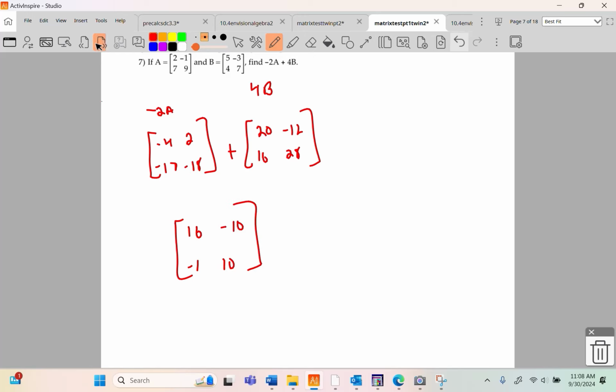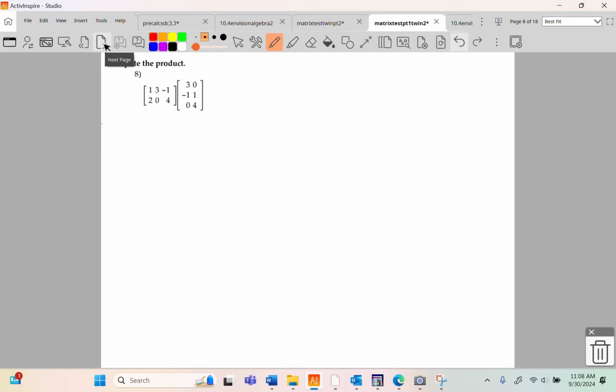And the last one on the non-calculator part, compute the product. I am going to hold you accountable for being able to do matrix multiplication by hand, whether you can do it or not. That's not my problem, that's yours. This is a 2 by 3, and she's being multiplied by a 3 by 2, which means she ends up being a small 2 by 2, outside numbers. So it's not that much work. It's really not.